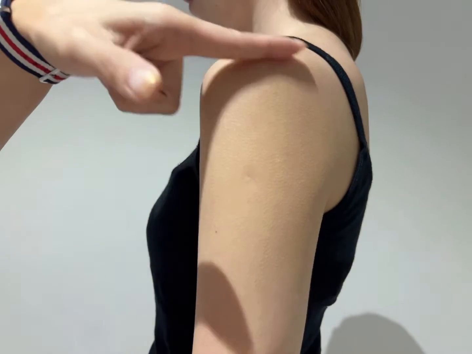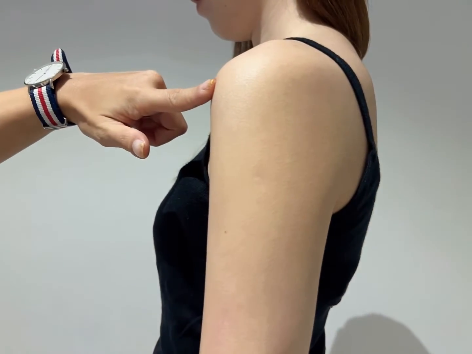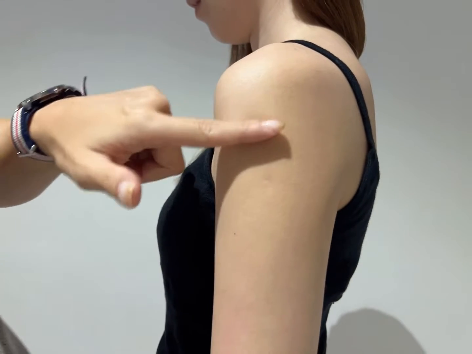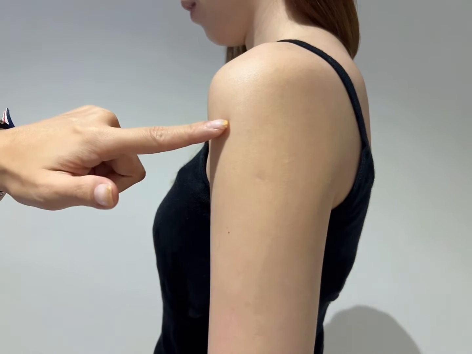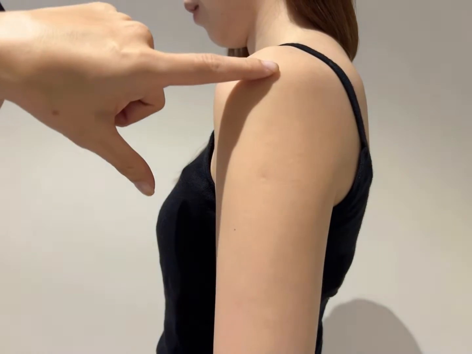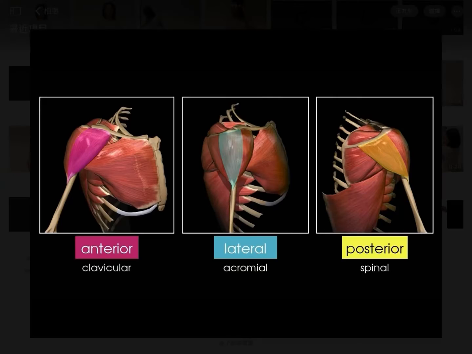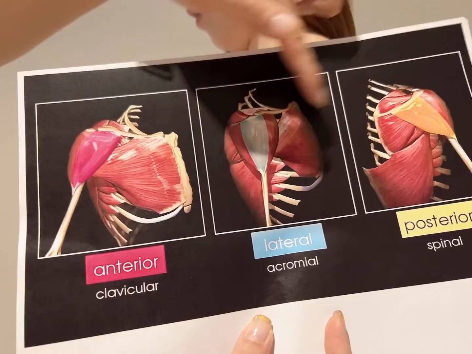Anteriorly, it originates from the superior aspect of the lateral third of the clavicle. Laterally, it originates from the lateral margin and superior part of the acromion process of the scapula. Posteriorly, it originates from the inferior edge of the spine of the scapula. The deltoid muscle is divided into 3 distinct sets of fibers from these 3 origins that I just described.